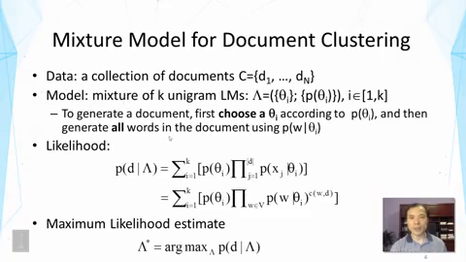As in all cases, we follow these steps in using a generative model. First, think about our data. In this case, our data is a collection of documents, n documents, denoted by D sub i. And then we think about a model. In this case, we design a mixture of K unigram language models. It's a little bit different from the topic model, but we have similar parameters. We have a set of theta i's to denote the word distributions corresponding to the K unigram language models.